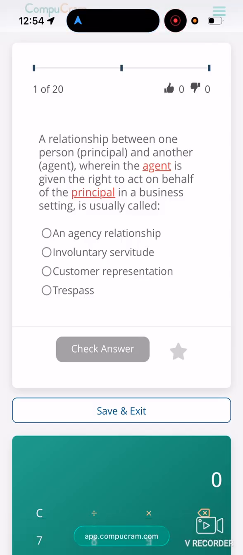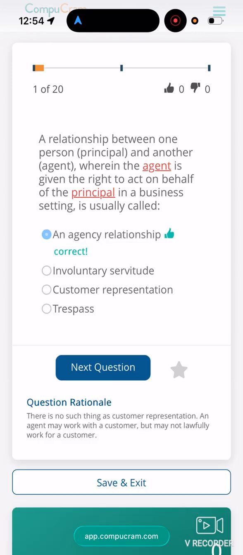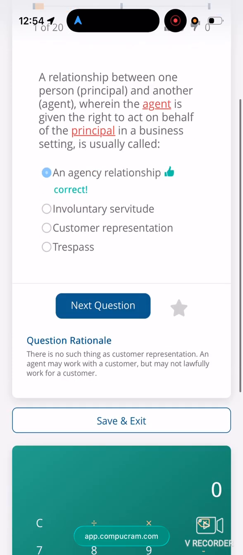A relationship between one person, the principal, and another, the agent, wherein the agent is given the right to act on behalf of the principal in a business setting is usually called an agency relationship, involuntary servitude, customer representation, trespass. It's an agency relationship, I believe. Yep. There is no such thing as a customer representation. An agent may work with a customer, but may not lawfully work for a customer.